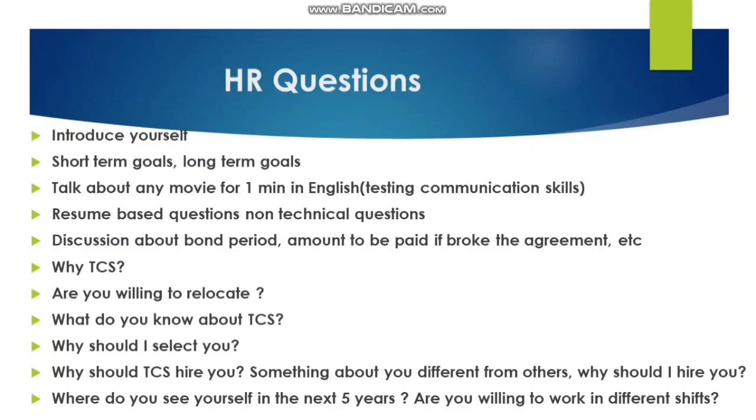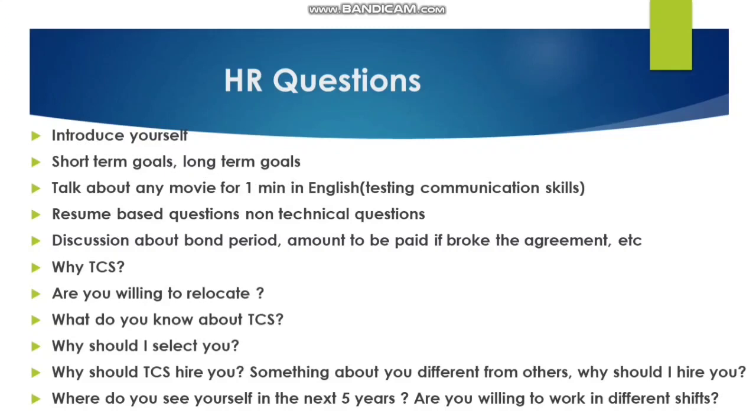Why TCS? Are you willing to relocate? What do you know about TCS? Why should I select you? Why should TCS hire you? Something about you different from others. Why should I hire you? Where do you see yourself in the next 5 years? Are you willing to work in different shifts? So these are some important HR questions they have asked in the TCS interview. You may get any HR questions, so be good with your communication skills, so you can answer anything they ask.